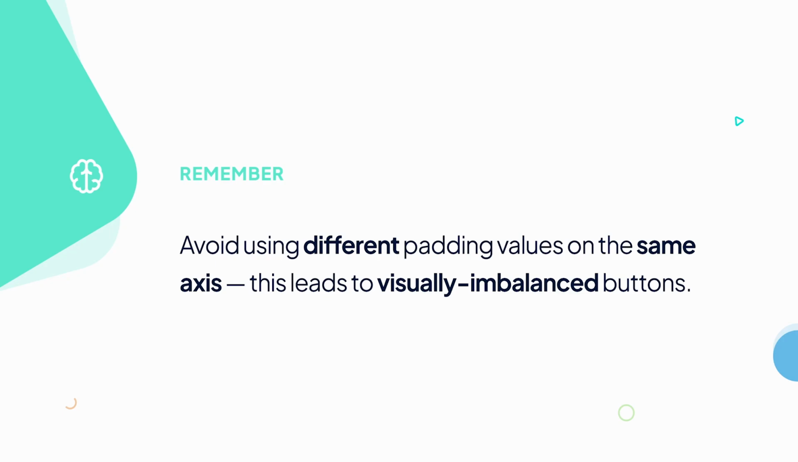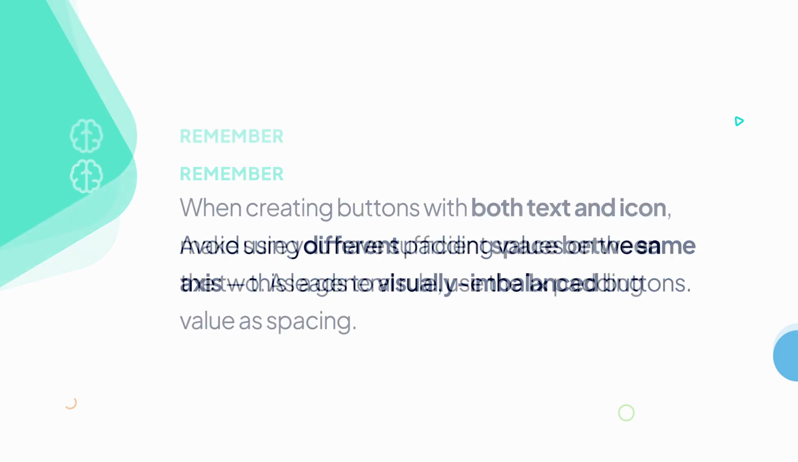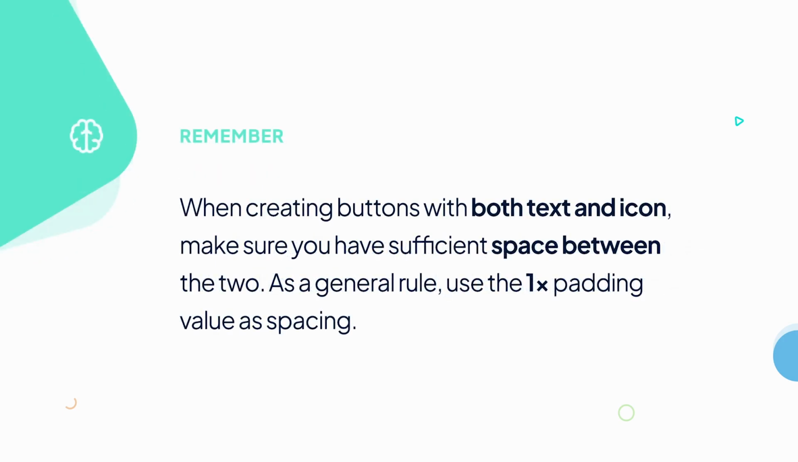This leads to visually imbalanced buttons. When creating buttons with both text and icon, make sure you have sufficient space between the two. As a general rule, use the 1x padding value as spacing. And that's why padding is your best friend when designing buttons. Now, time to move on, and the next thing on our button design checklist is color contrast.